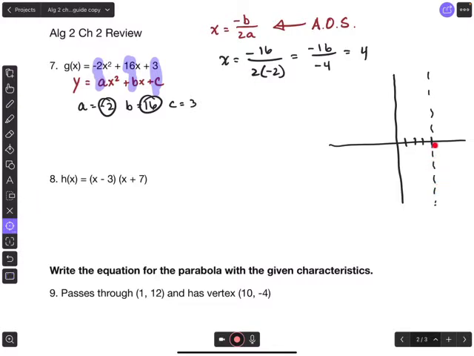And that means my vertex is somewhere on this axis of symmetry. Well, how do I find it? Well, I know my vertex is at 4 because it has to have an x value of 4, but I got to figure out the y value.